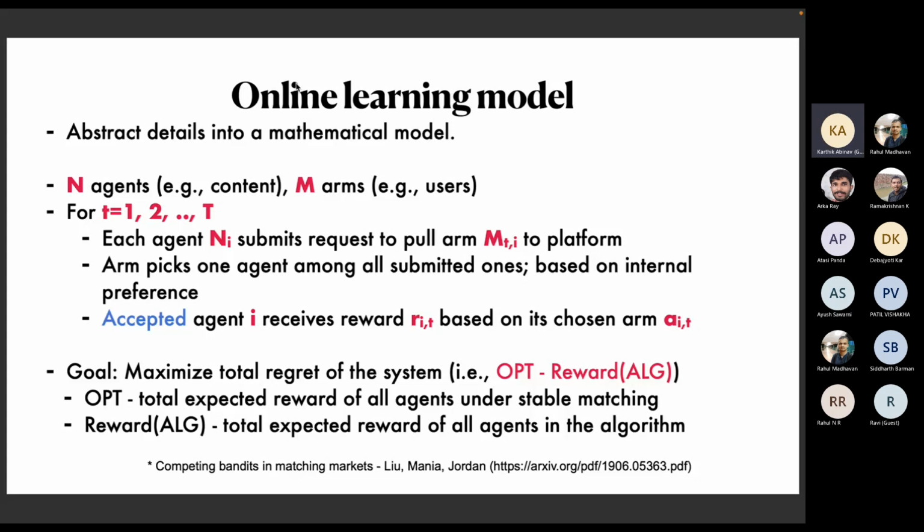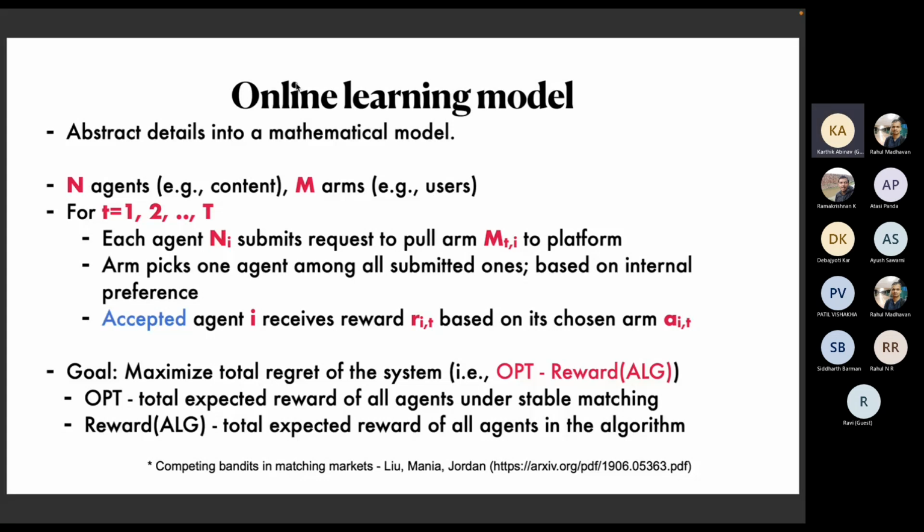So you look at each agent in that stable matching, and then see what is the expected reward they would get across T steps. You can compute it for one step and multiply it by T. And then the difference between this optimal value and the total reward of the algorithm, which is essentially the sum of the rewards of all agents at all time steps, is what you want to minimize as a platform. The goal of designing schemes is going to be trying to minimize this regret.